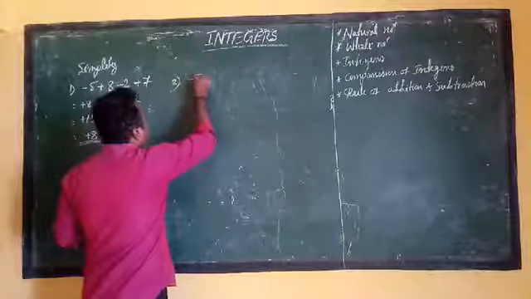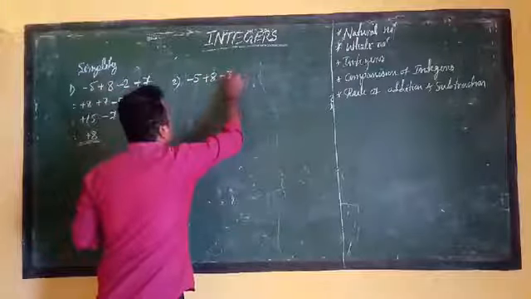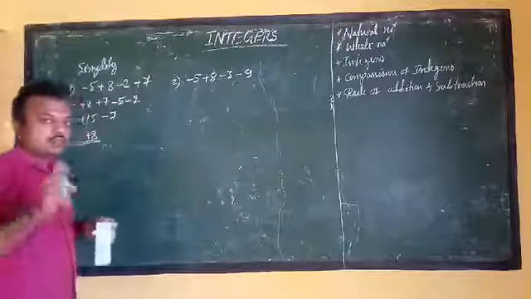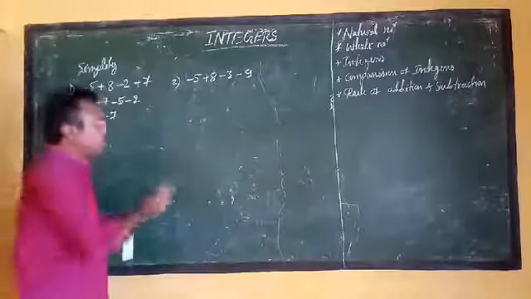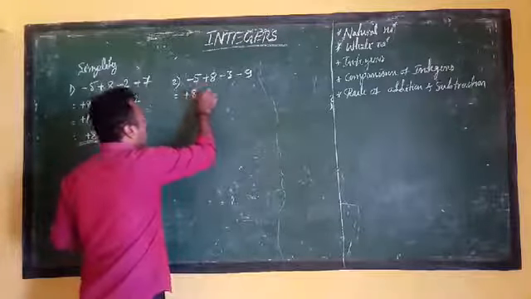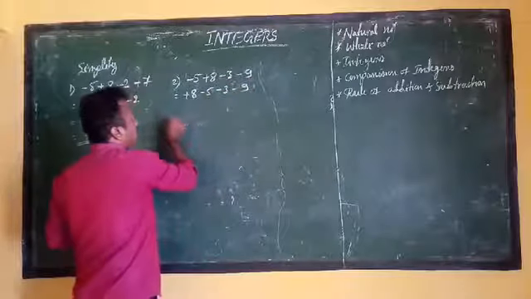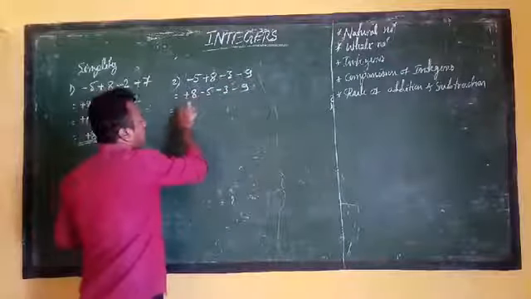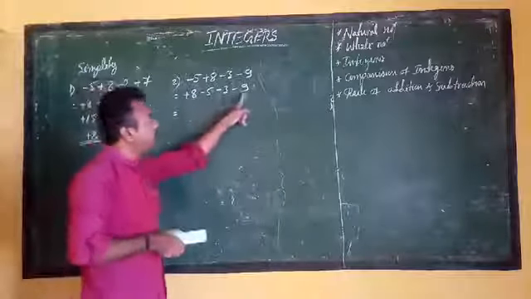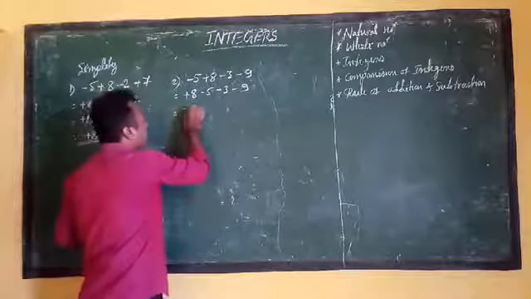Minus 5 plus 8 plus minus 3 and minus 9 is there. So what will I write first? Correct, the positive integers on one side. Plus 8 I will write first. After that minus 5, minus 3, minus 9. Here only 8 is positive, only one, but there are 3 negative integers. So see students, plus 8 as it is I write down.